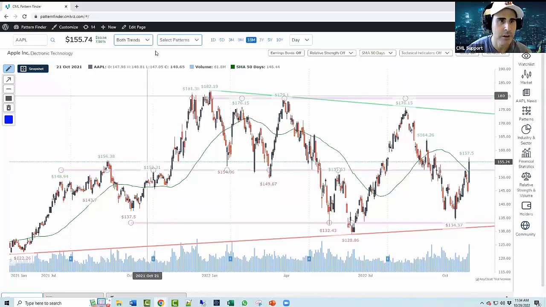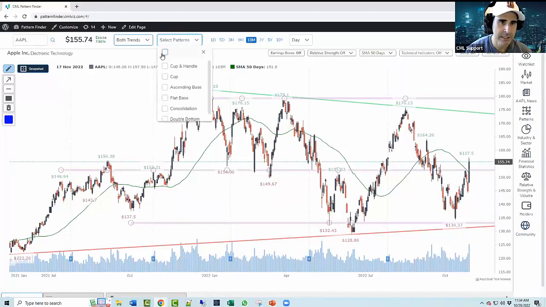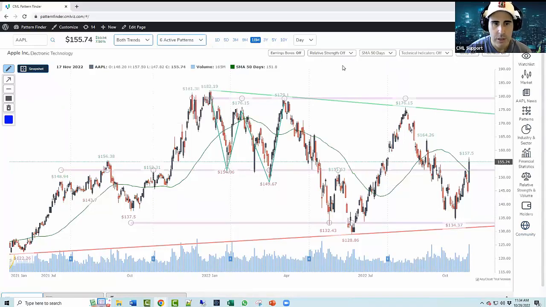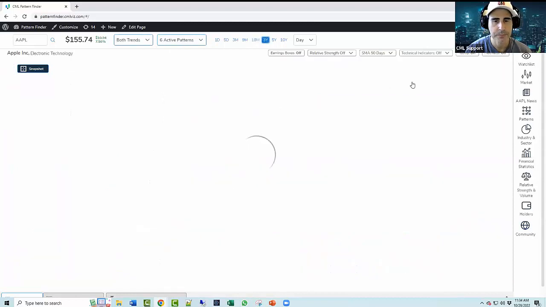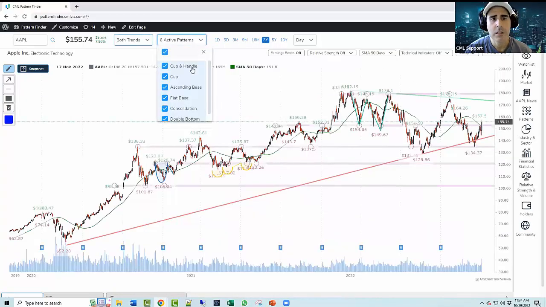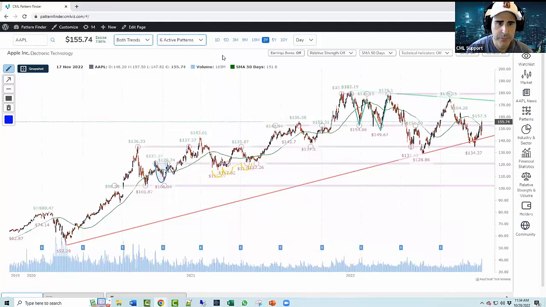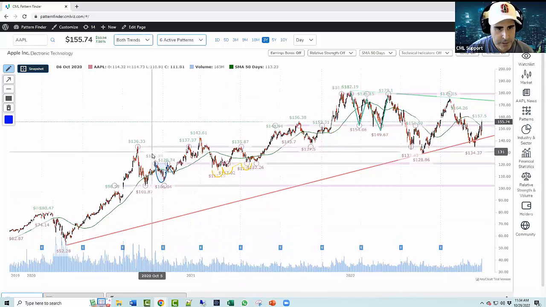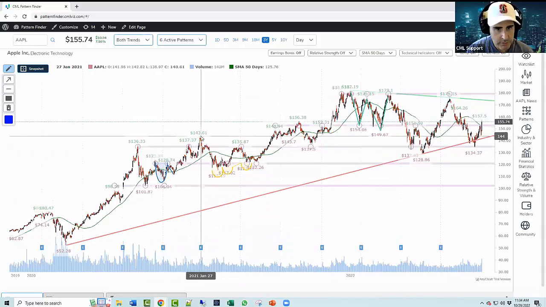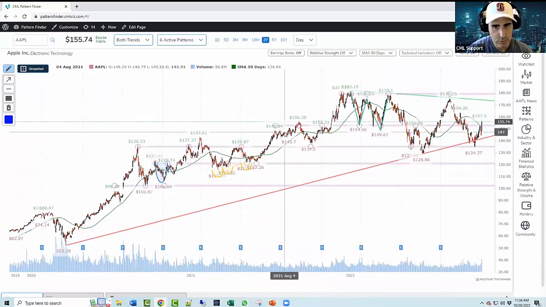All right, the last part is what are called CAN SLIMs. Someone named Bill O'Neil created these. We'll go to 3 years. There are certain patterns: cup and handle, cups, ascending bases. They have a lot of weird names. Doesn't matter for now. We can see with Apple, for example, there was a cup with a handle and then it rose. There was an ascending base, then it rose.